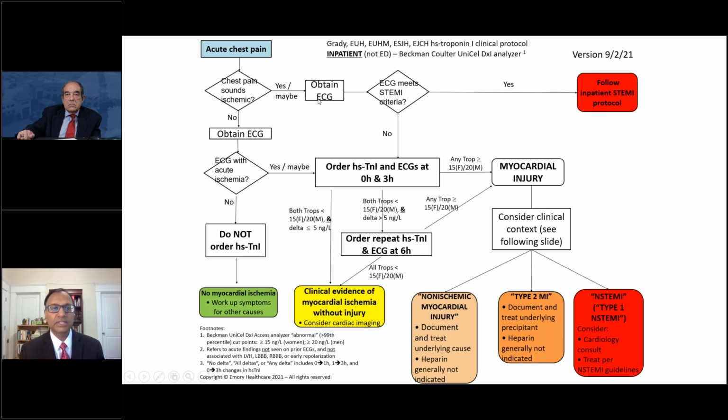If you have either ischemic or maybe ischemic symptoms and/or ECGs that are concerning, that's when you go down a troponin 0, 3, and 6 hour pathway, not a 0, 1, and 3 hour, which is harder to implement on a floor than in the ED. And if at any point you have troponins above the 99th percentile, that is consistent with myocardial injury. And then you need to look at the algorithm that I've already shown you, that I'll show again in terms of diagnosing. Is it non-ischemic myocardial injury, a type 2 MI, or NSTEMI?